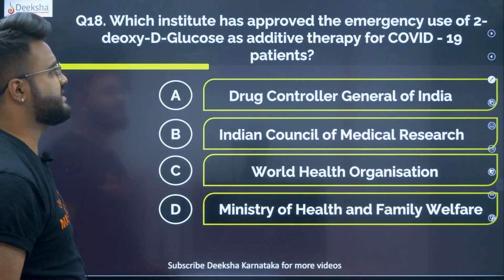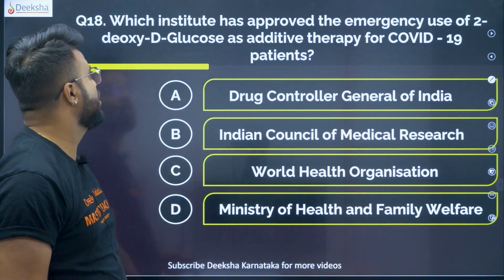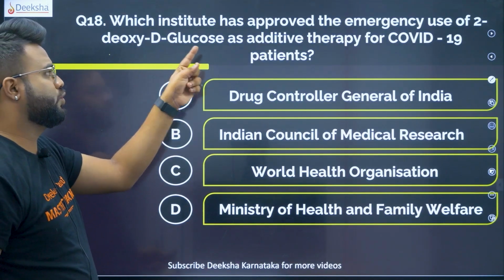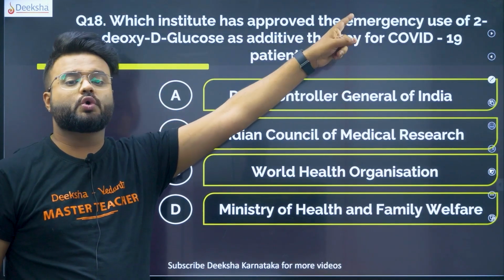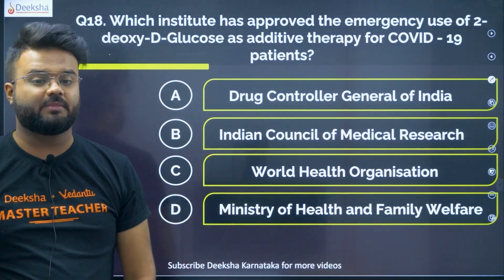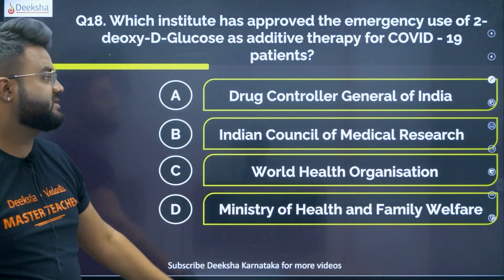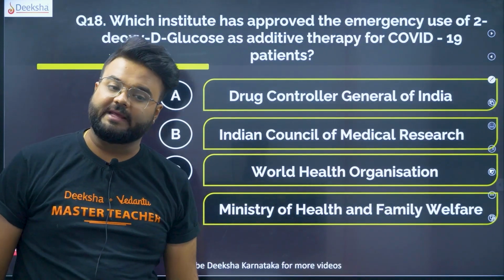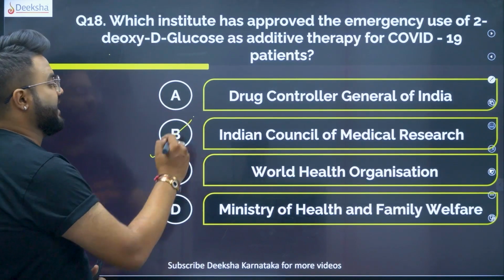Which institute has approved the emergency use of 2-deoxy-D-glucose as additive therapy for COVID-19 patients? That is nothing but your ICMR, that is Indian Council of Medical Research, they have done.